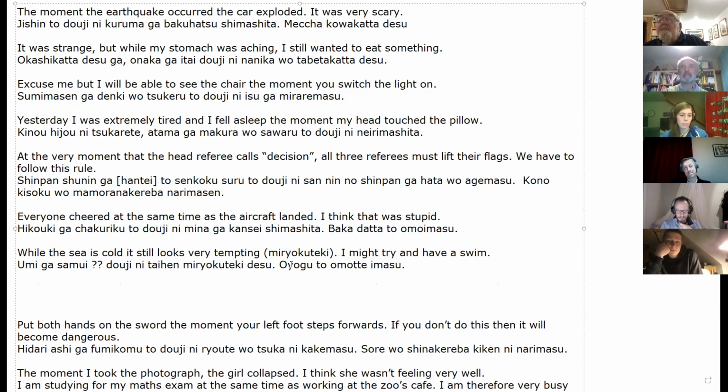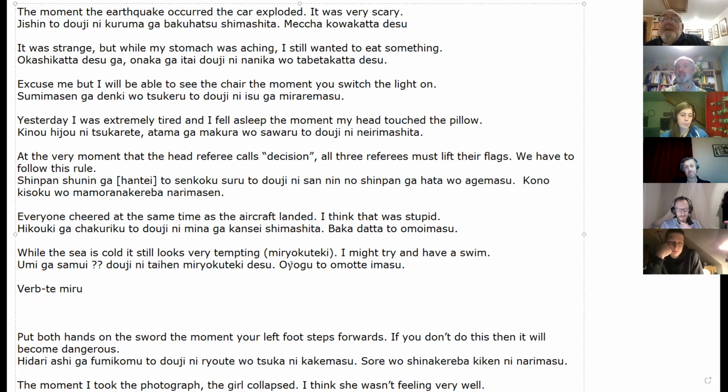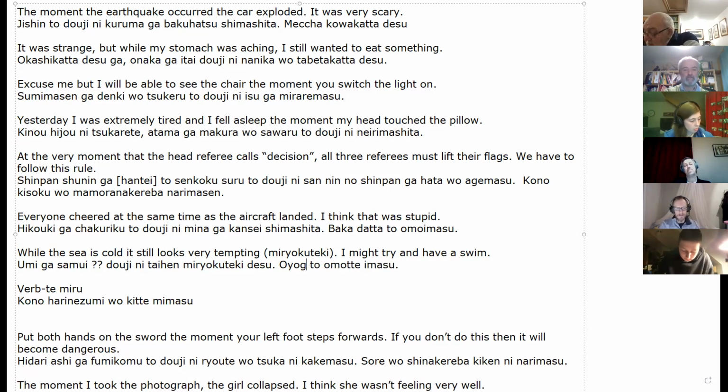What we would do, guys, is we would put the verb that we're going to try and do into the te form. And then we would put miru, to see, afterwards. So if I wanted to say, I will try and cut this hedgehog, then I would say, kono hari nezumi o kitte mimasu. Kitte mimasu, which means I'll try and cut it. So if we wanted to do this with, I might try and have a swim, then you would say oyoide mimasu. Yes, good.